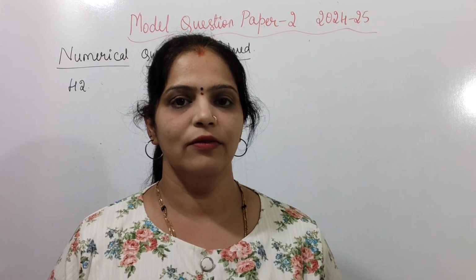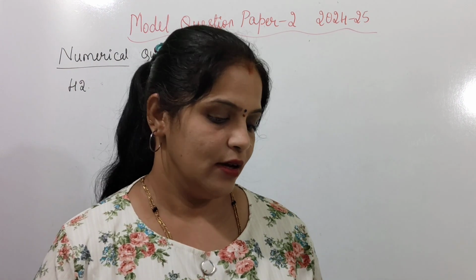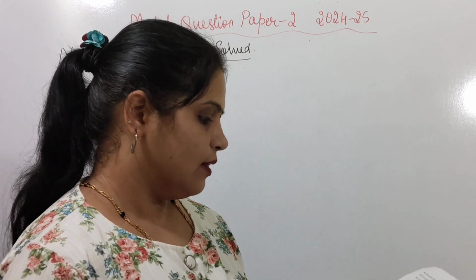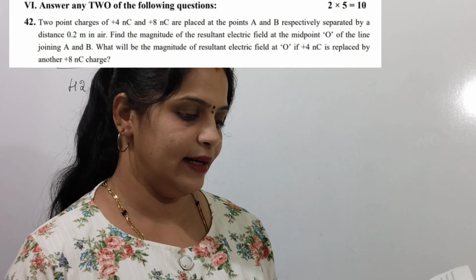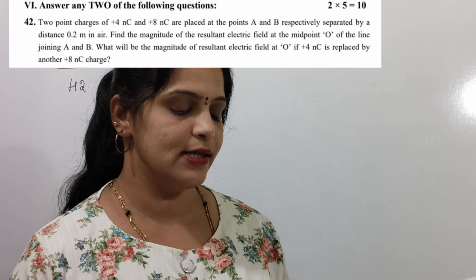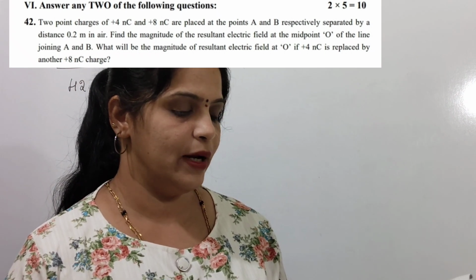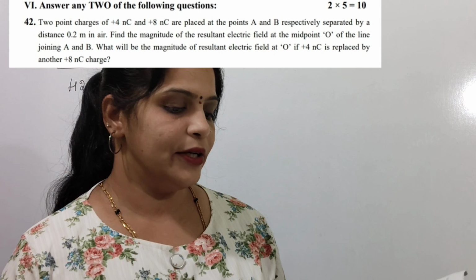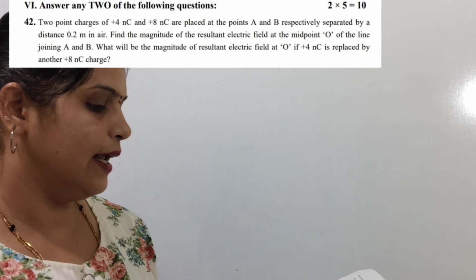Today we are going to solve Model Question Paper 2 numericals. The first numerical is: two point charges of 4 nanocoulomb and 8 nanocoulomb are placed at the points A and B respectively, separated by a distance of 0.2 meter in air. Find the magnitude of the resultant electric field at the point O of the line joining A and B.